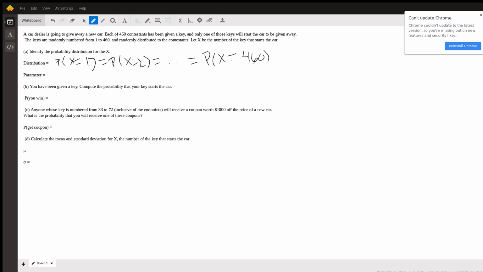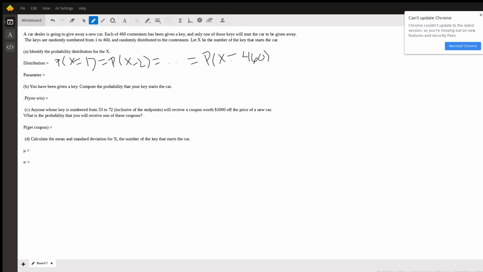The definition of a parameter is some inference about the population. So here, I won't give it away, but you want to identify the population and what we are trying to conclude about the population.